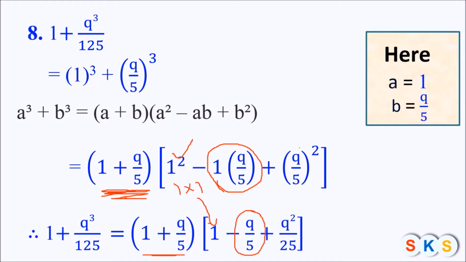And the last term is q upon 5 the whole square. Q upon 5 the whole square means q upon 5 into q upon 5. How many times we will write this? 2 times, because the power is 2. And you can see q into q is q square. You can see I have written here q square. And 5 into 5 is 25. So what we will get? The square of q upon 5, we will get q square upon 25.